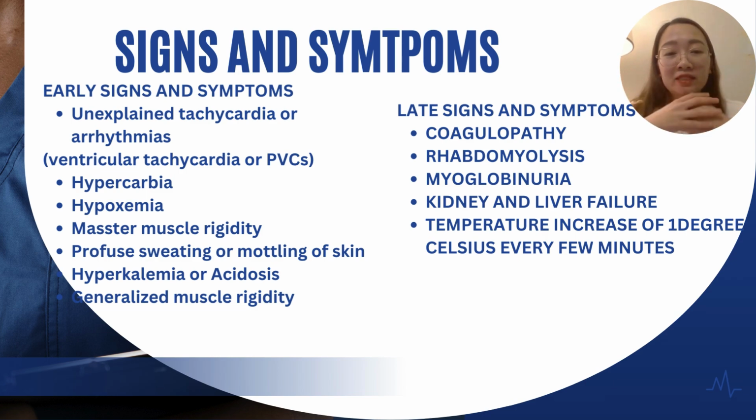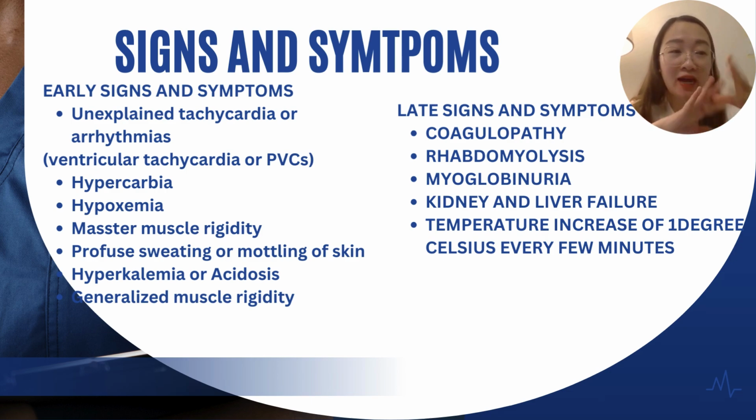And as a compensatory mechanism of the body to decrease temperature, the body will produce sweat. There will also be mottling of skin. And because of the cell degeneration or degradation, there will be acidosis and hyperkalemia. There will also be generalized muscle rigidity. There are also signs and symptoms associated with the late stage.